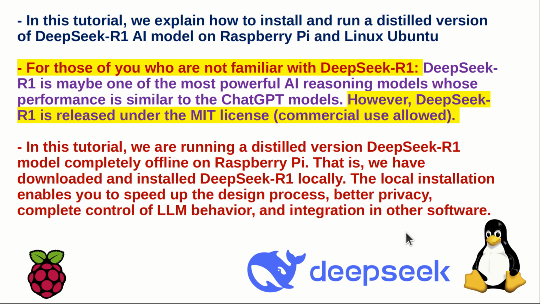In this tutorial, we are running a distilled version of DeepSeek-R1 completely offline on Raspberry Pi. That is, we have downloaded and installed DeepSeek-R1 locally. The local installation enables you to speed up the design process, enables you better privacy, enables you complete control of large language model behavior, and enables you to integrate a large language model with other software.